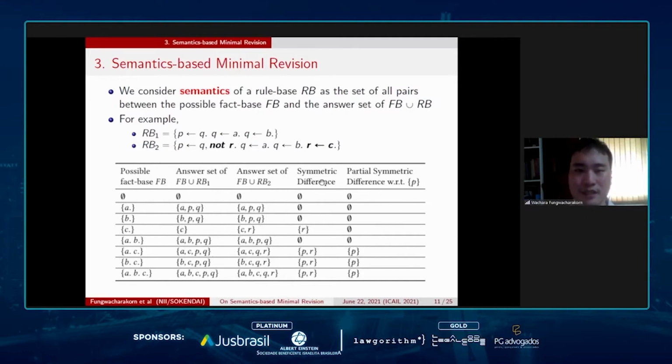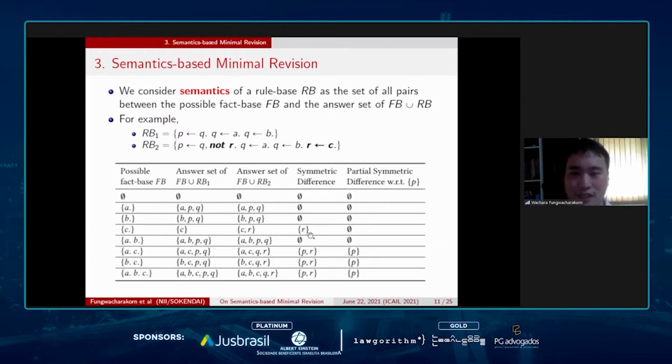So we get that the symmetric difference of these answer sets would contain R if the fact base contains C, because the new rule is R if C. Therefore, we have R in all such fact bases: the set of C, the set of AC, the set of BC, and the fact base of ABC. So to eliminate this kind of effect, we consider the partial symmetric difference with respect to some set, such as the set of P here.